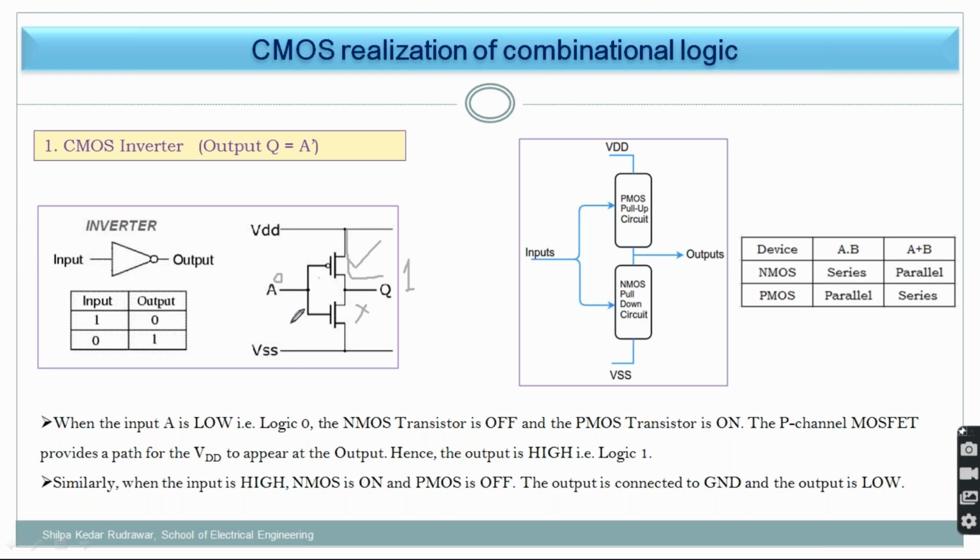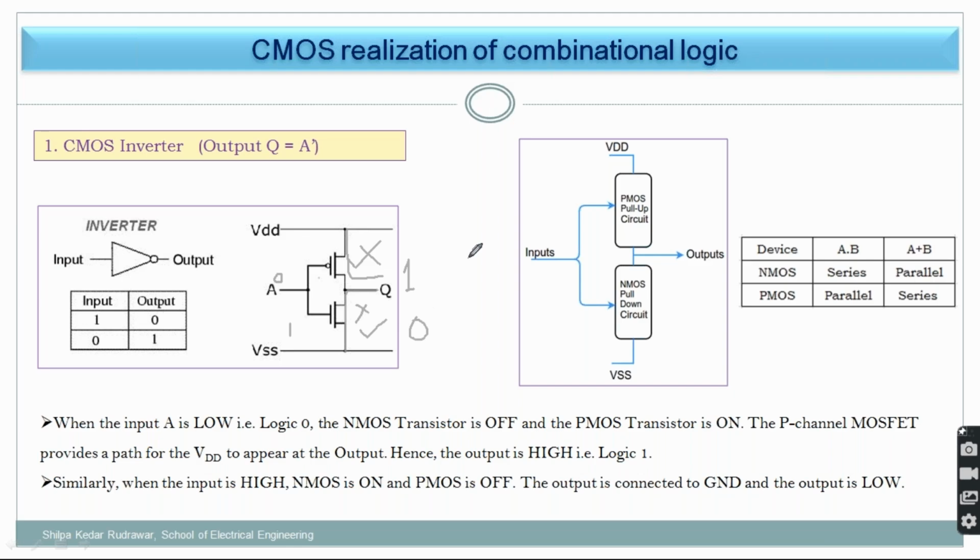But whenever I give 1, PMOS will be off and NMOS will be on, and that's why the output will be connected to ground, because these are acting as switches only, connecting and removing. So that's why the output is 0. Hope this is clear. By this also I have proved which device will be on and what the output is. This way we have seen how you can implement an inverter using CMOS.